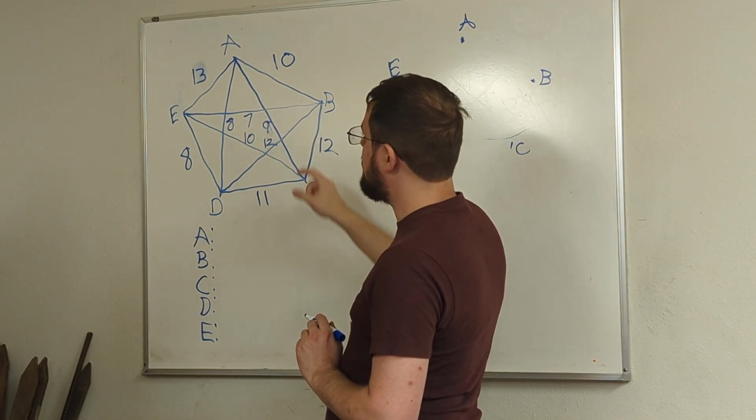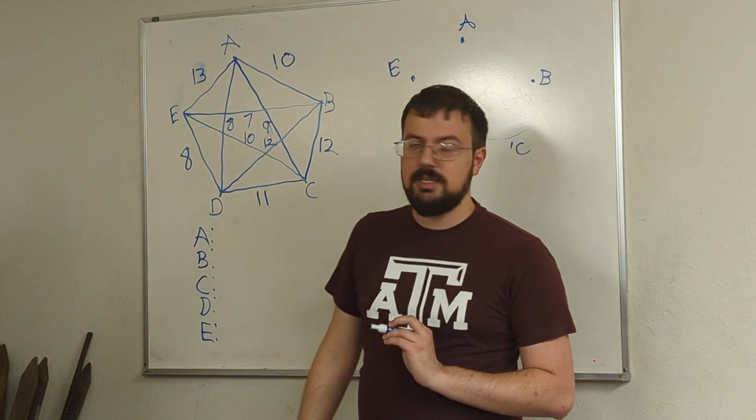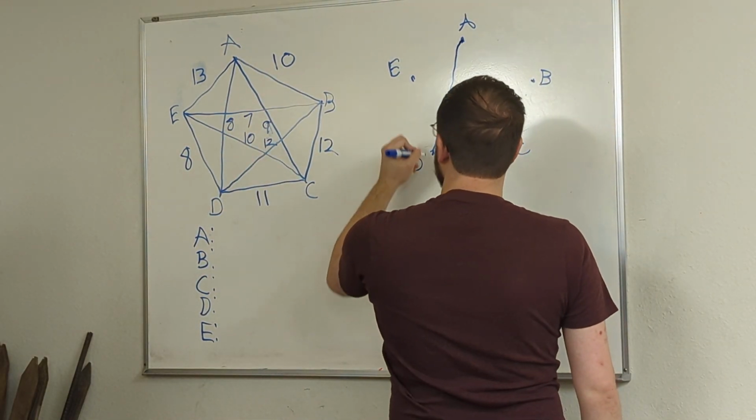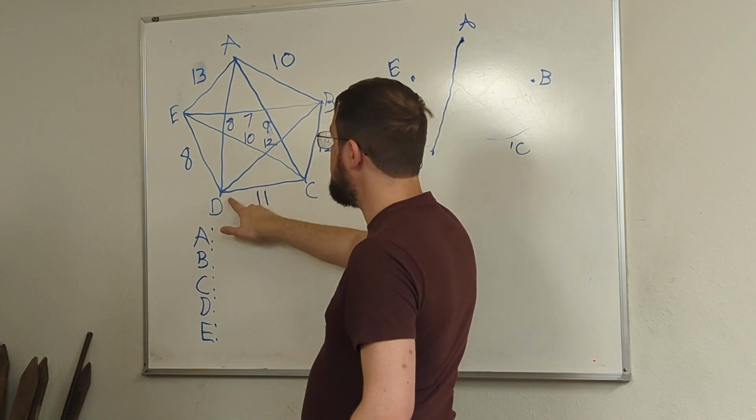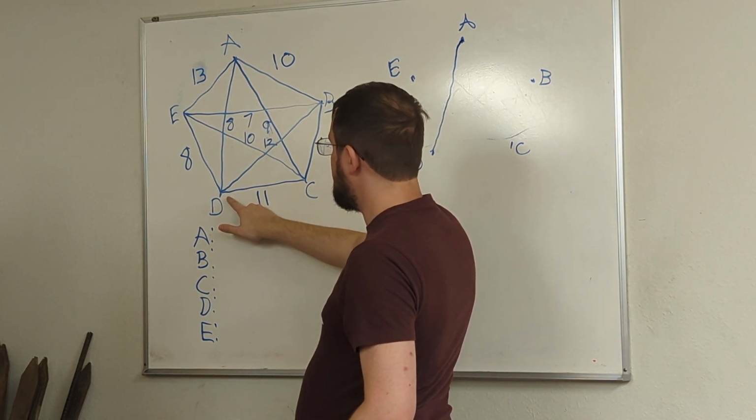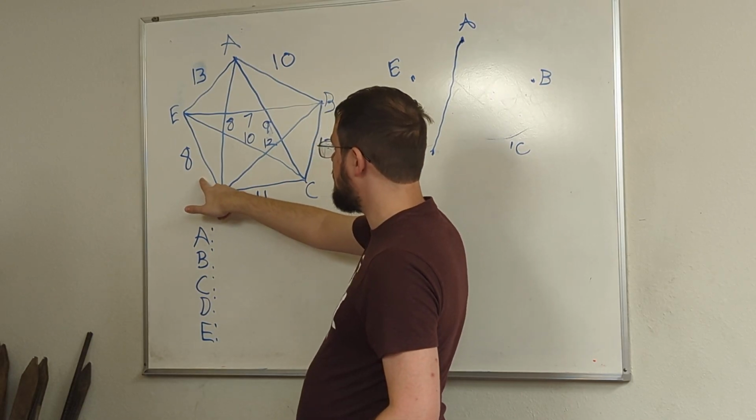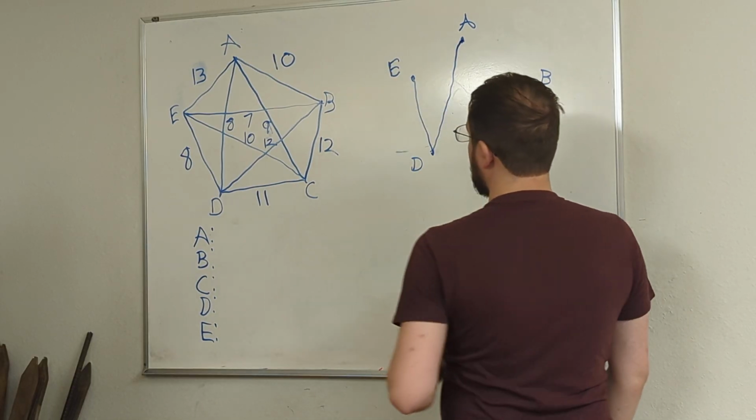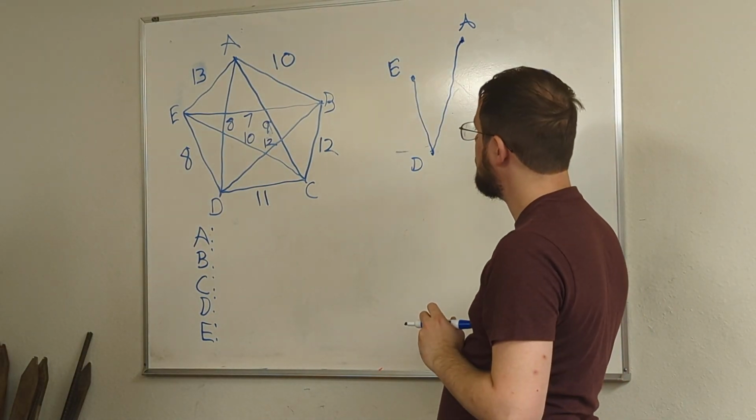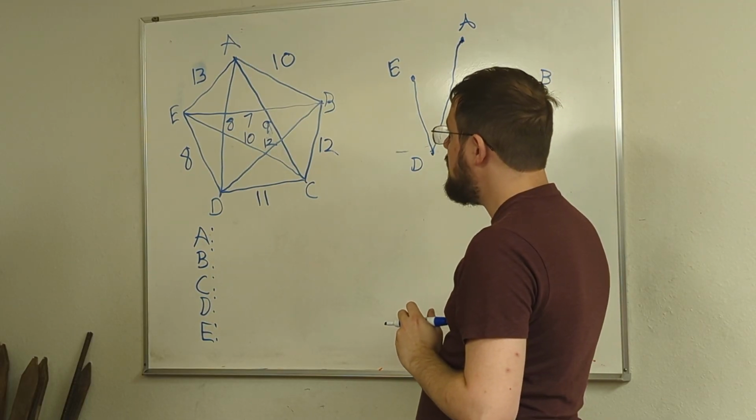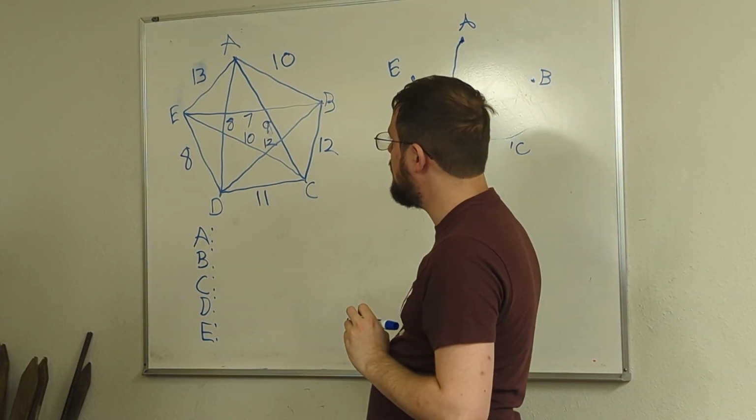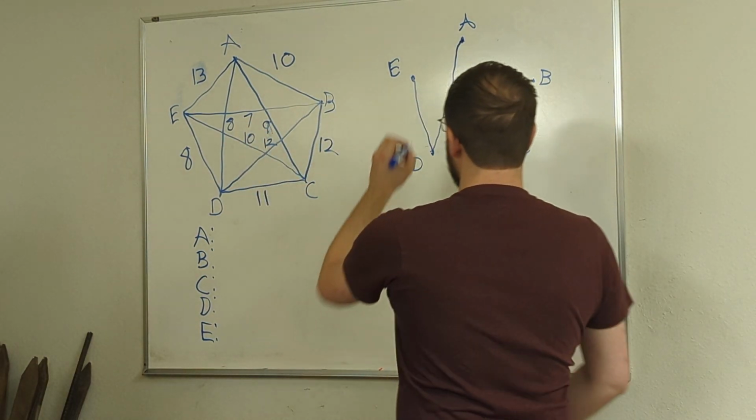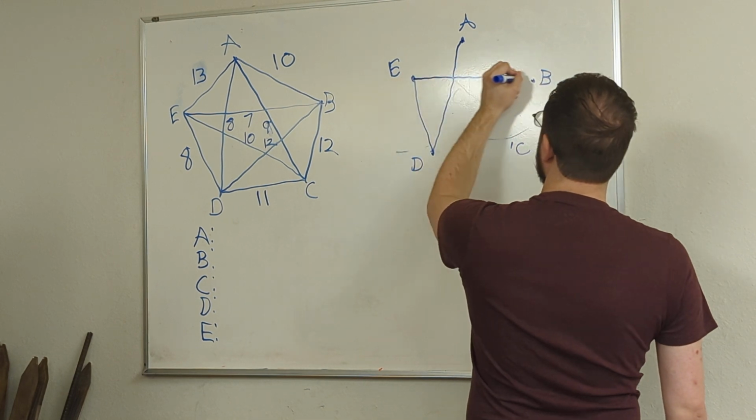If we look at this graph, the cheapest edge that is connected to A is this one right here going to D at 8. So we're going to go to D first. And then from D, the next cheapest one is going from D to E, also with a weight of 8. So we go to E next. Now from E, the cheapest one is going to be going to B because the weight of this is only 7. So we're going to go to B next.